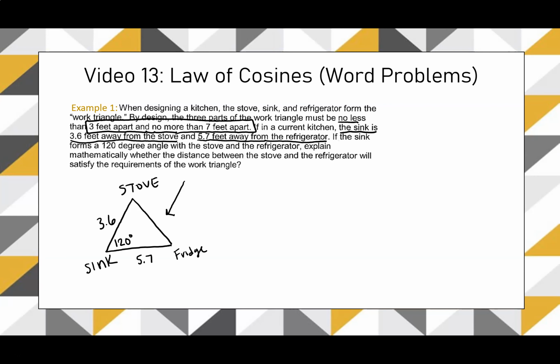And to do that, I think it's really helpful to label our triangles with A, B, and C. Otherwise, I get kind of confused. So let's call the sink A, let's call the stove B, and let's call the fridge C. So that would give me side A, side B, and side C. And so because I'm looking for this right here, I'm going to choose the formula to find A. All right, so that's going to be A squared is equal to b squared plus c squared minus 2bc cosine A.